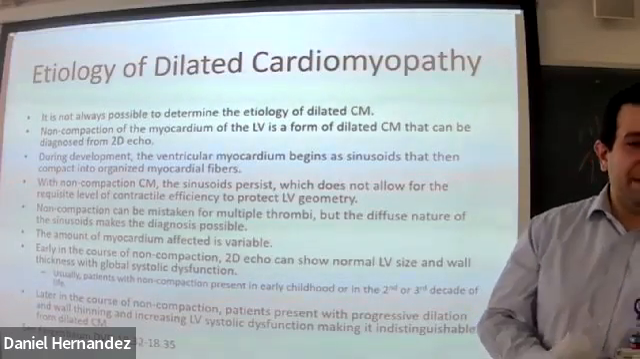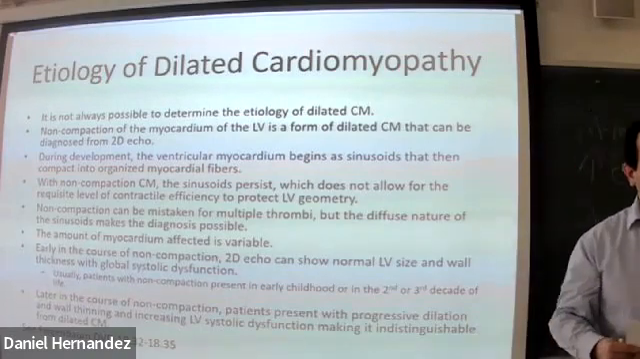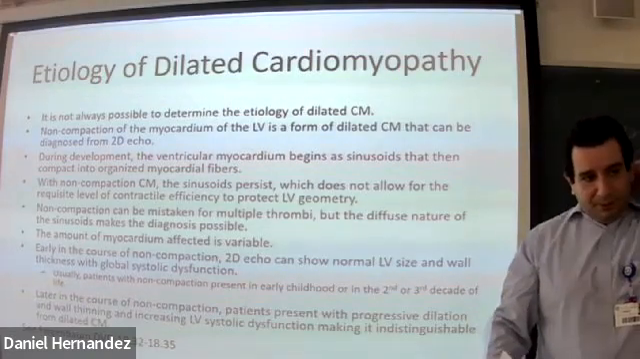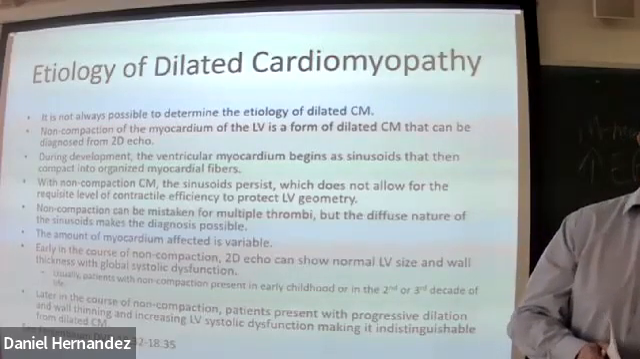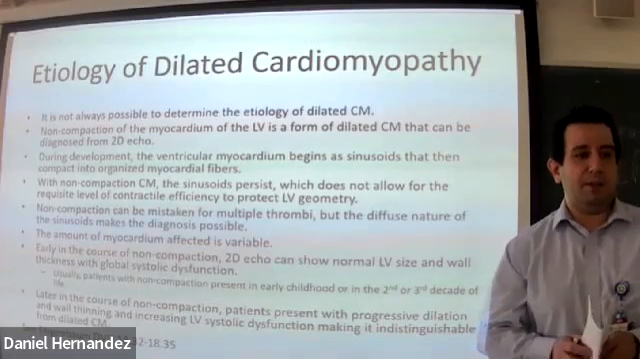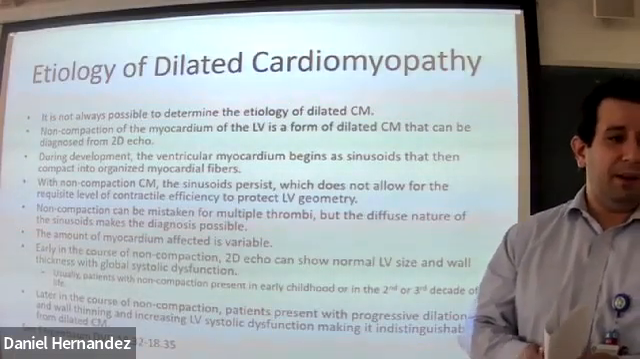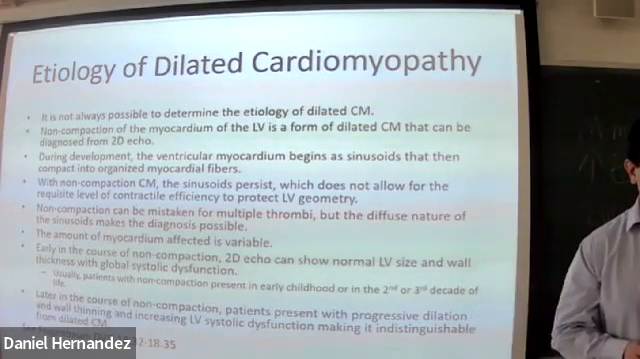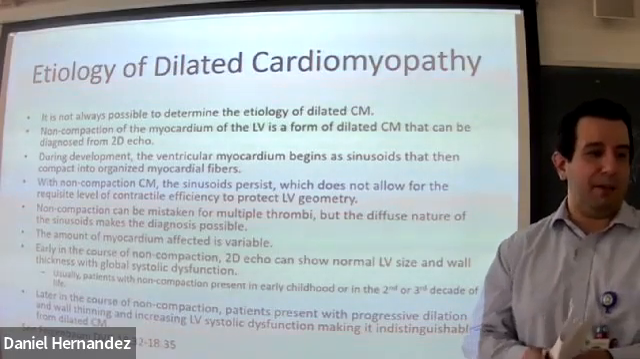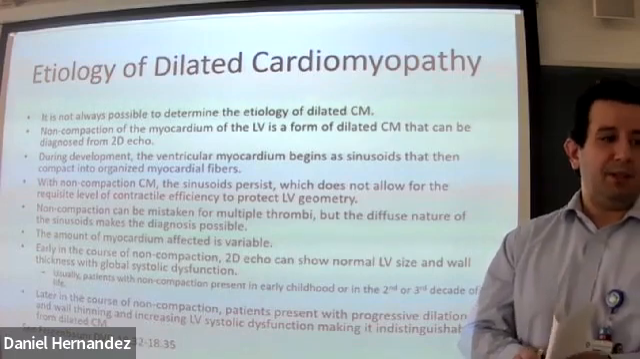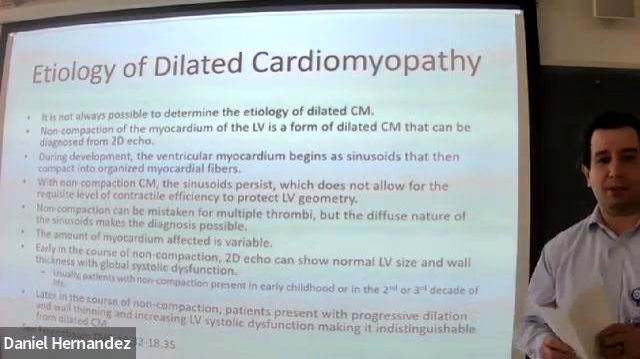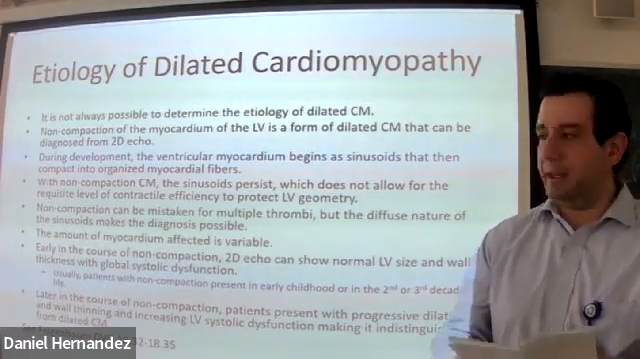So when we're talking about etiologies of dilated cardiomyopathy, it's not always possible for us to be able to determine an etiology. There's a condition called non-compaction of the myocardium and the LV, and this is actually a form of dilated cardiomyopathy that can be diagnosed with 2D echo. So this non-compaction of the myocardium is going to look very unique.